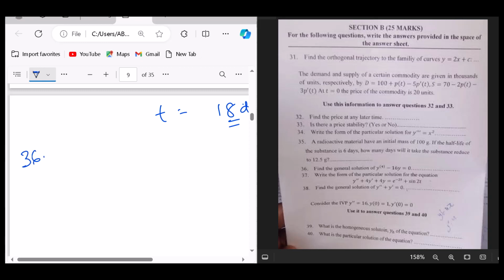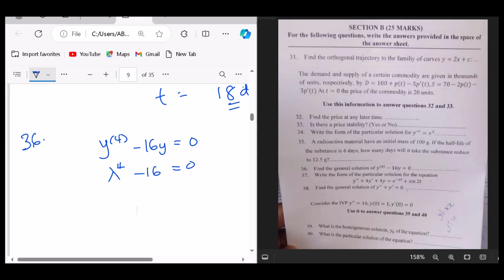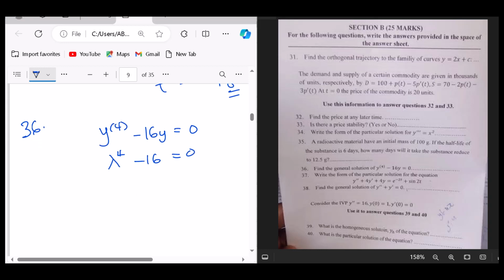Question 36. Find the general solution of y to the fourth minus 16y equals 0. This is a homogeneous higher order differential equation, so we can just write lambda to the power 4 minus 16 equals 0.